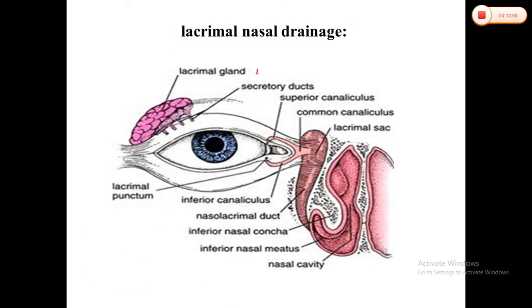First, the lacrimal glands, which have a secretory part that secretes the tears. With the help of the eyelids, they are distributed all over the ocular surface. Then the lacrimal punctums are there, two lacrimal punctums. They drain the tears into the lacrimal sac with the help of the superior canaliculus and inferior canaliculus. They meet at one point, which is called the common canaliculus.